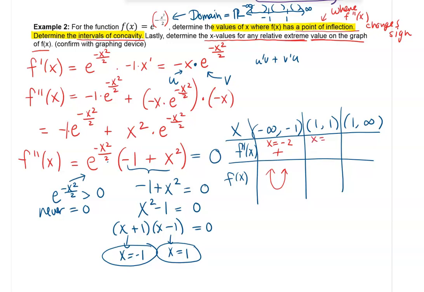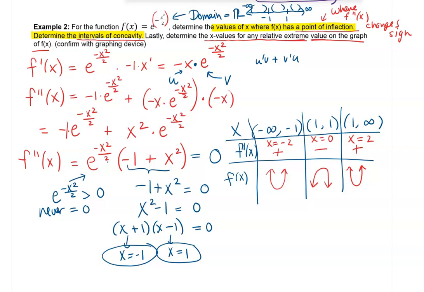Between -1 and 1, so where x is 0, if I plugged in 0 here, I still have a positive. If I plug in 0 here, I'd have a negative. So positive times a negative is a negative. My original function f of x would be concaving down. And then if I plugged in something to the right of 1, say 2, again, I'd have a positive here times a positive. 2 squared minus 1, that's positive. So I would be concaving up again on that far right interval.